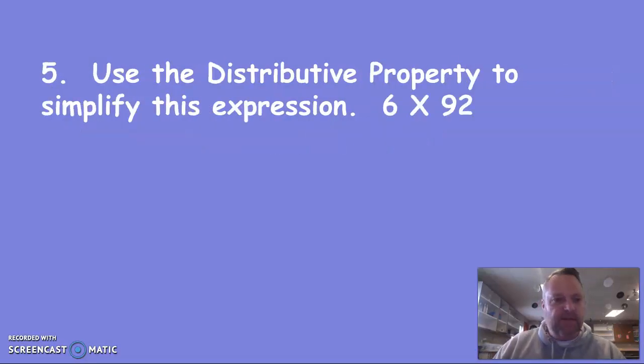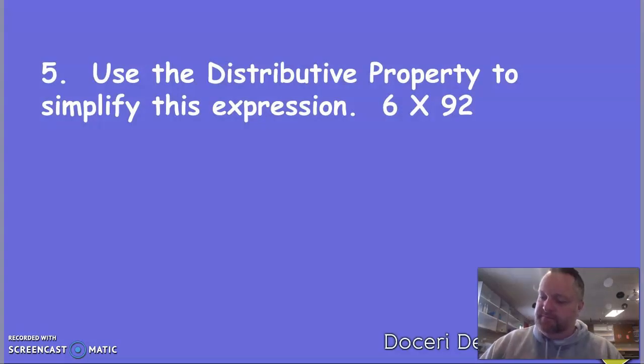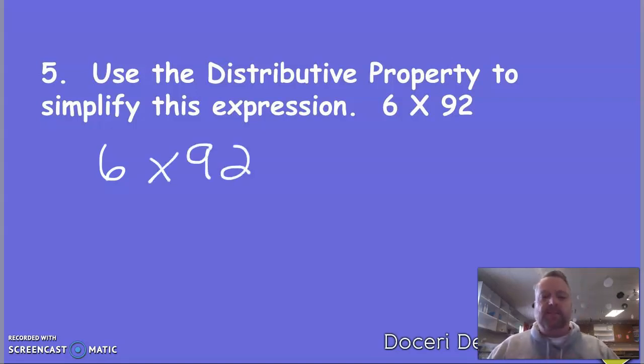Let's move on to number 5. This is the example for number 5. They want us to use the distributive property to simplify this expression. So here's what we do. We rewrite the problem first. Now here's what I can do for the distributive property.